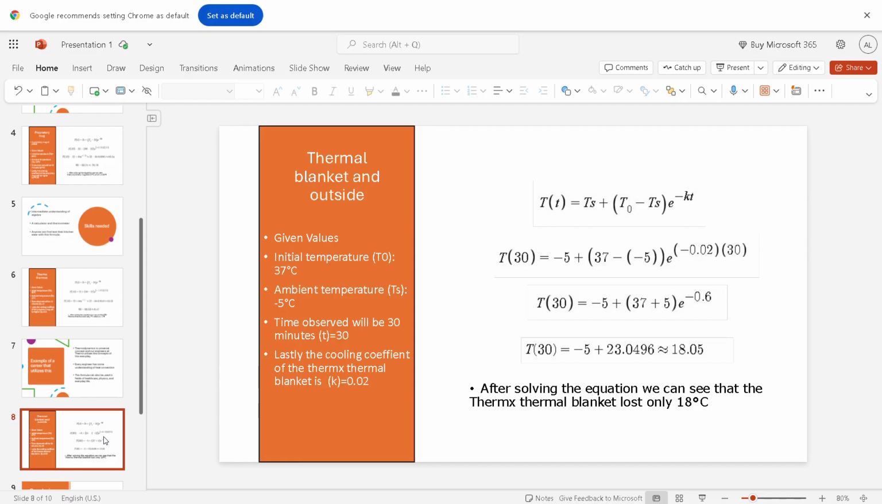So our initial temperature will be 37 degrees Celsius. Our ambient temperature is -5 degrees Celsius. Time observed will be around 30 minutes. Our cooling coefficient for the thermal blanket will be 0.02. Now, after completing this equation and solving it, we find that the thermal blanket lost a total of 18 degrees Celsius over 30 minutes. That's quite impressive.